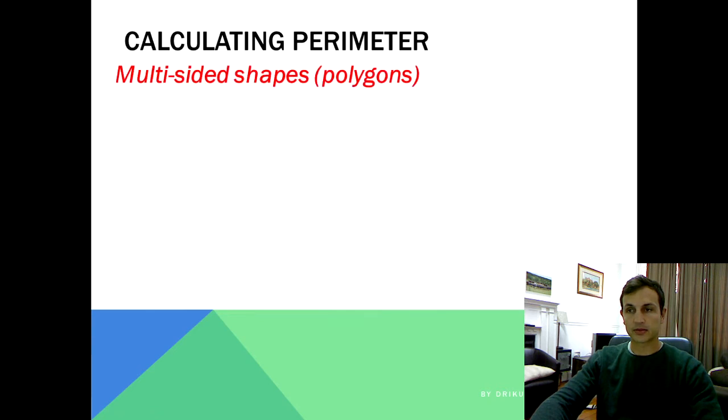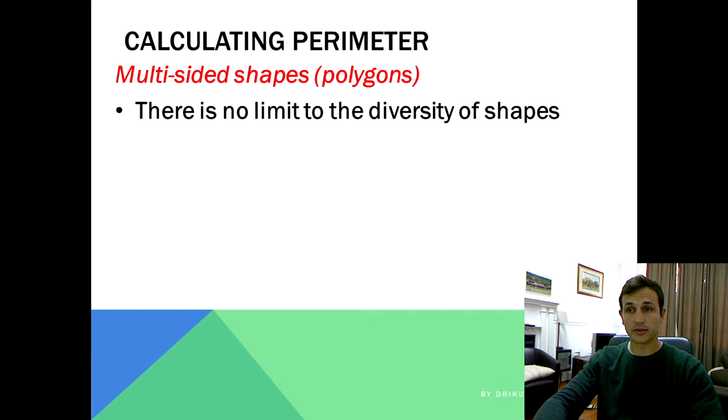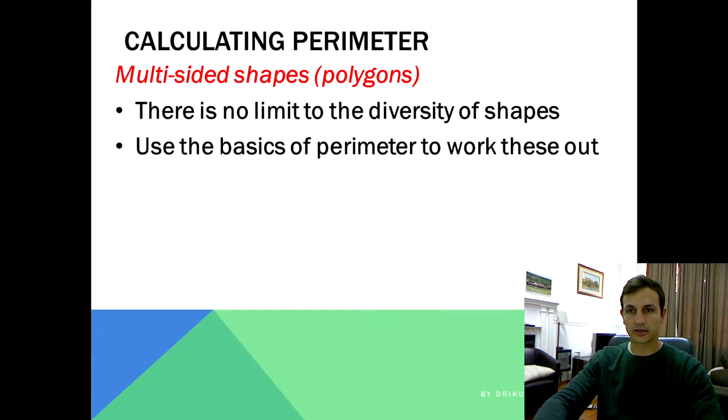Now sometimes you get shapes that are multi-sided, also known as polygons, and they can have different perimeters. There's really no limit to the diversity of shapes that you can make with combining these basic shapes like a square and a rectangle and a triangle and so on. So we'll just have a look at an example.